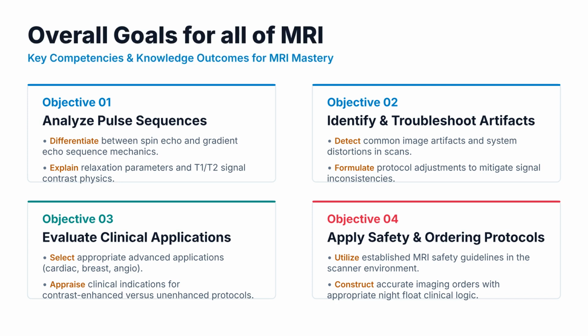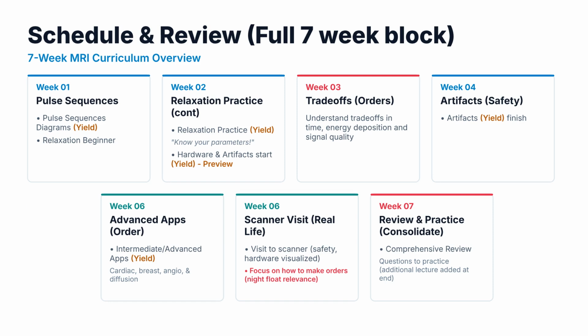In this video, we will explore key competencies, including analyzing pulse sequences, troubleshooting artifacts, evaluating clinical applications, and applying essential safety and ordering protocols. Here is the 7-week curriculum overview. We will cover pulse sequences, relaxation practice, scanning trade-offs, and safety. Later, we will look at advanced applications, scanner visits, and conclude with a comprehensive review to consolidate your knowledge.